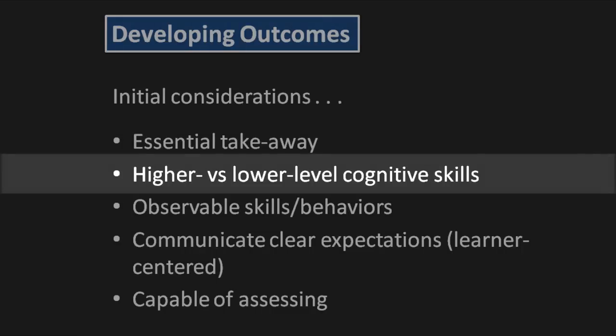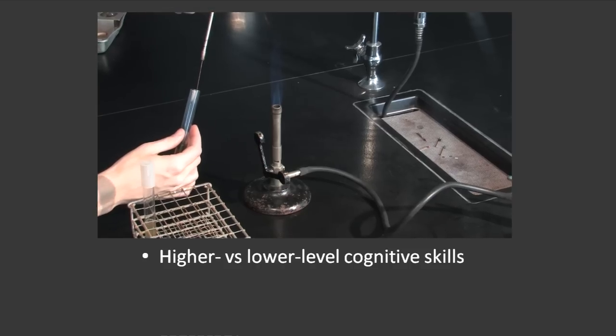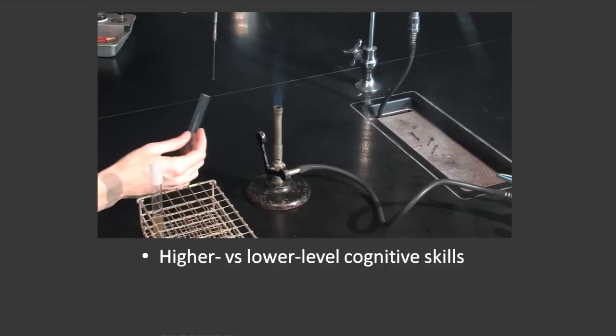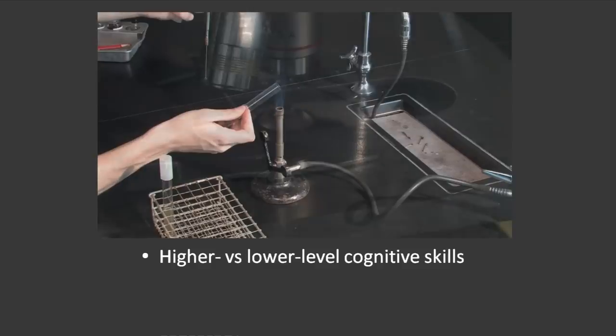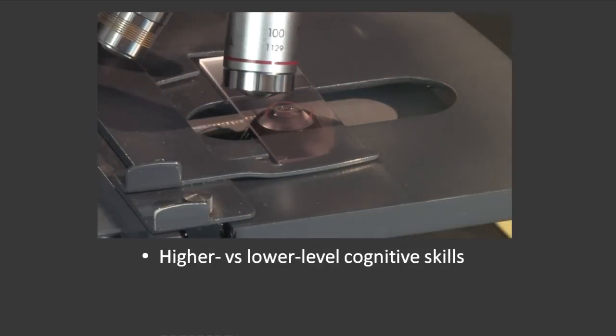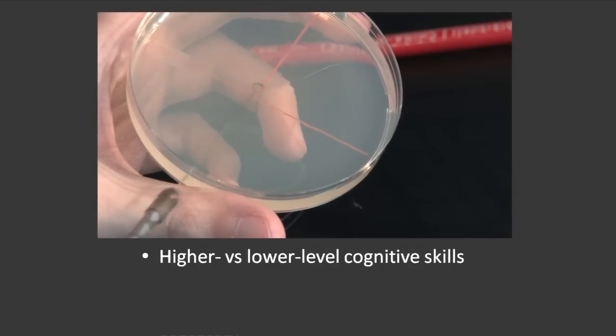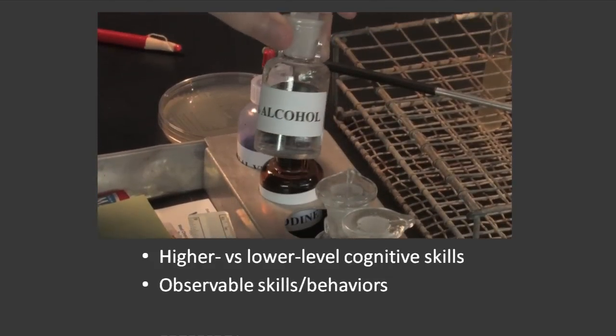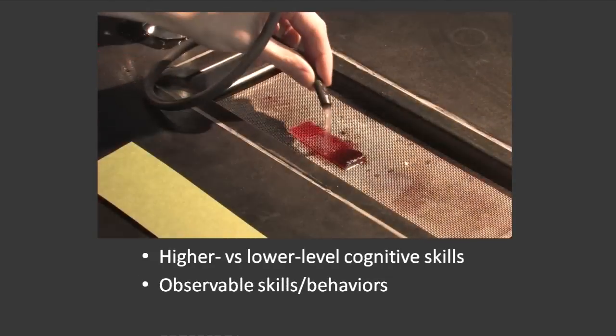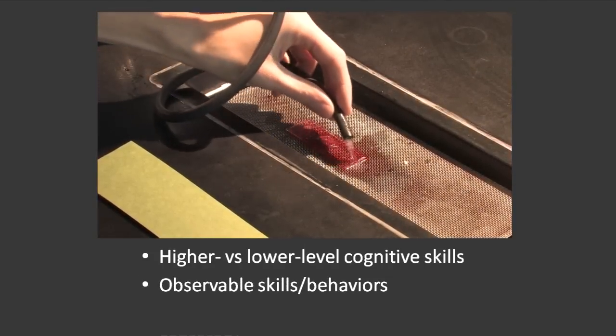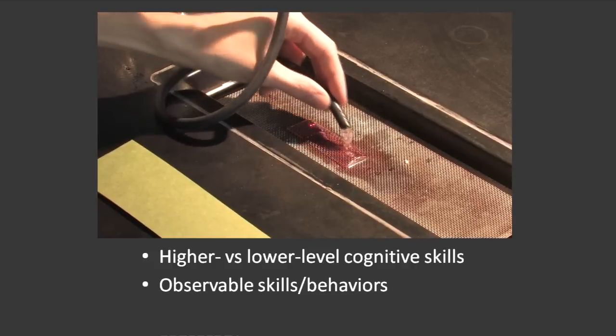We want to think about higher versus lower level cognitive skills. So we don't want to just focus on memorization types of facts or things like that, but having students actually know how to do things, to analyze, to be critical, to do these kind of deeper cognitive skills. We want to focus on observable skills and behavior. We can say that people should know something, but how are they going to be able to demonstrate that?